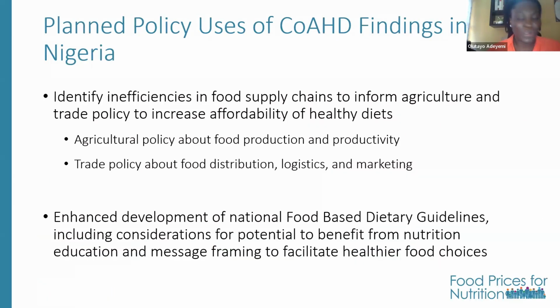And so some of the things we are planning to use it for is to identify inefficiencies in food supply chains to inform agriculture policy and trade policy, and also to enhance development of national food-based dietary guidelines that we are planning, as well as enhance how we frame our messages for nutrition education. So I'm almost out of time, so I'll just pick a few slides to show some data about how the cost of healthy diets may be able to inform these decisions that we plan.